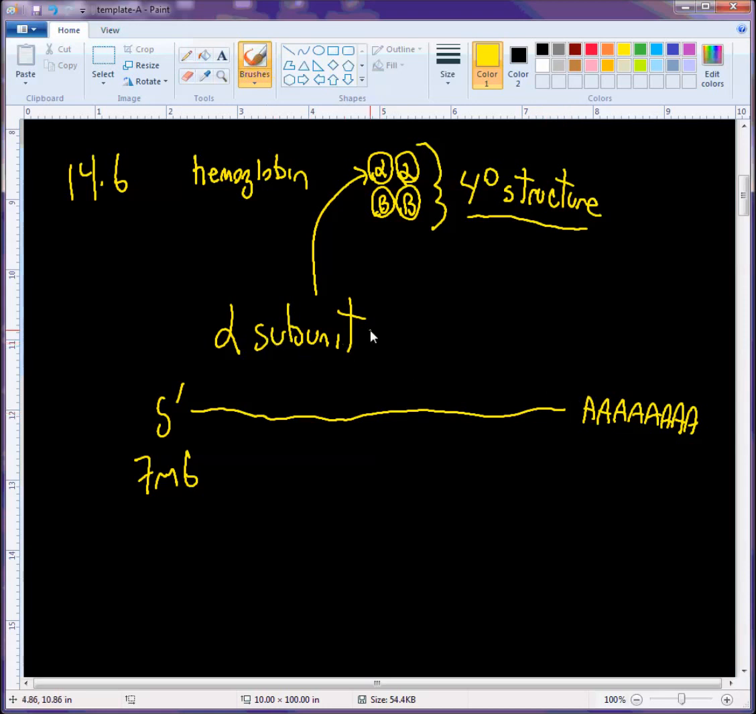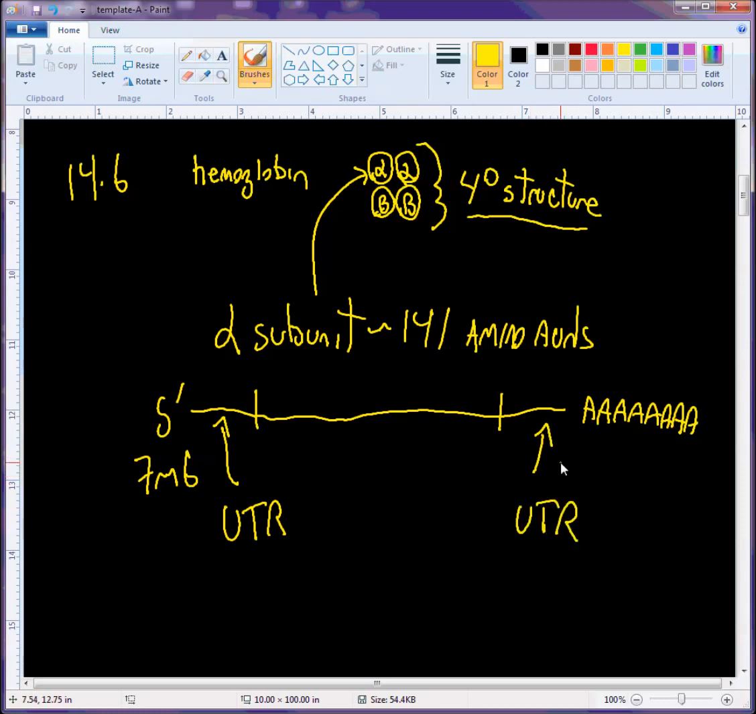So for the alpha subunit, which is 141 amino acids long. So let's point out some things about the messenger RNA we don't need to consider. So this is the 5' UTR, untranslated. This is the 3' UTR. Now the hemoglobin messenger RNA is going to have these, but we don't need to worry about those for this problem. We just want to know the minimum number needed to be translated into this alpha subunit. So the absolute minimum number is going to be everything between here and this stop codon right here.